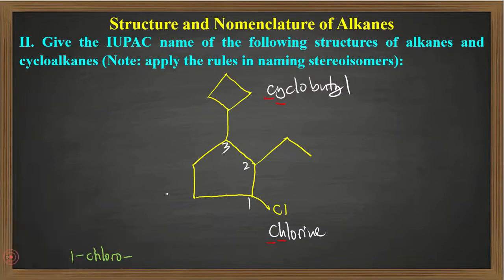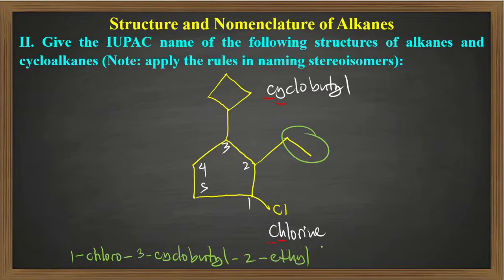Right? So the name for this compound will be, we have here 1-chloro, and then we have carbon number 3 with a cyclobutyl, so this will be 3-cyclobutyl, then we have an ethyl in carbon number 2, so this will be 2-ethyl. And then the ring contains 5 carbon atoms, so this will be cyclopentane. Okay? So the name for this compound is 1-chloro-3-cyclobutyl-2-ethylcyclopentane.